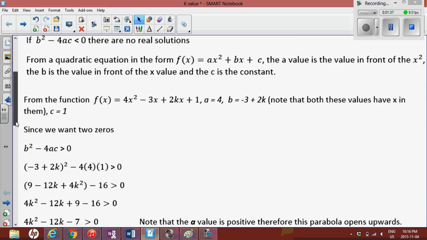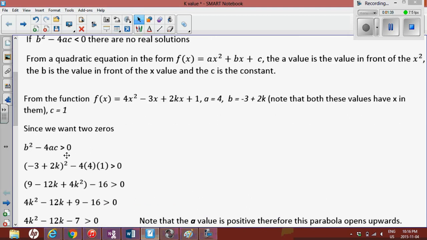Since we want two zeros, again we're looking for the scenario where the discriminant is greater than 0. We substitute b, so (-3 + 2k), and then we substitute our a as 4 and our c, which is 1. We simplify this, so we expand (-3 + 2k)², and we multiply -4 by 4 by 1, which is -16. Continue to simplify. So you'll see 4k² - 12k + 9 - 16.